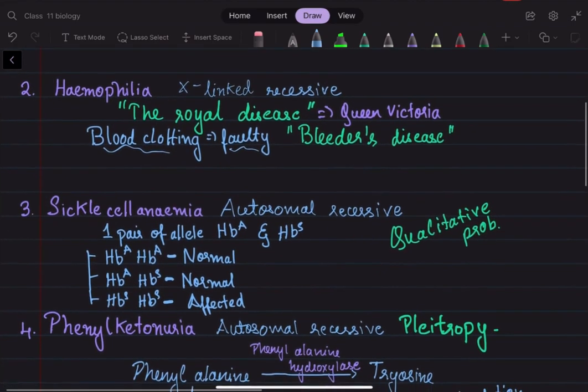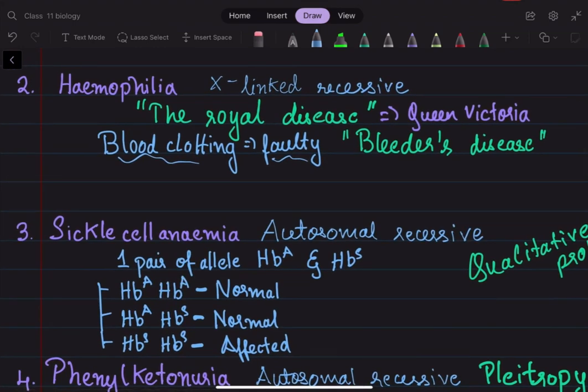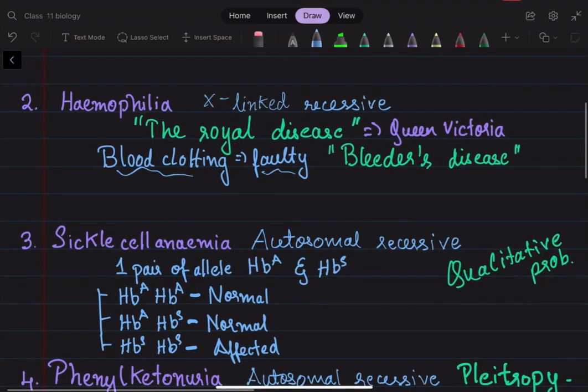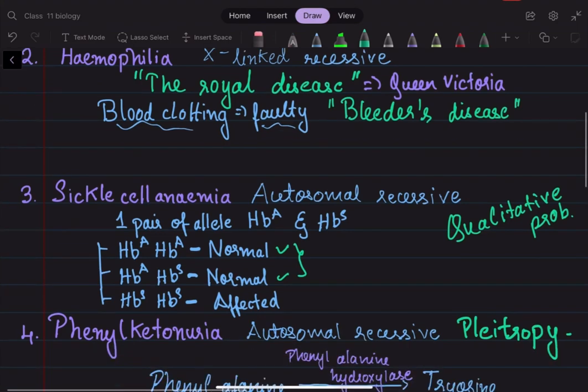Coming to another example, sickle cell anemia. We saw sickle cell anemia as one of the examples of frame shift mutations. This is also an autosomal recessive disorder, and it is controlled by a pair of alleles. As I told you, it is autosomal recessive. That is why the heterozygous condition and the homozygous condition of the normal gene both lead to a normal condition, whereas the presence of two defective alleles will lead to a different condition.